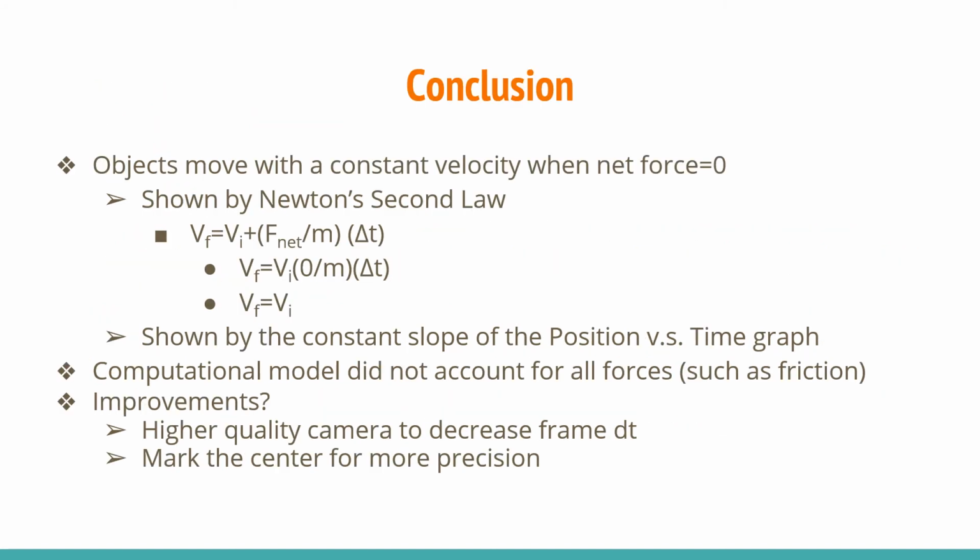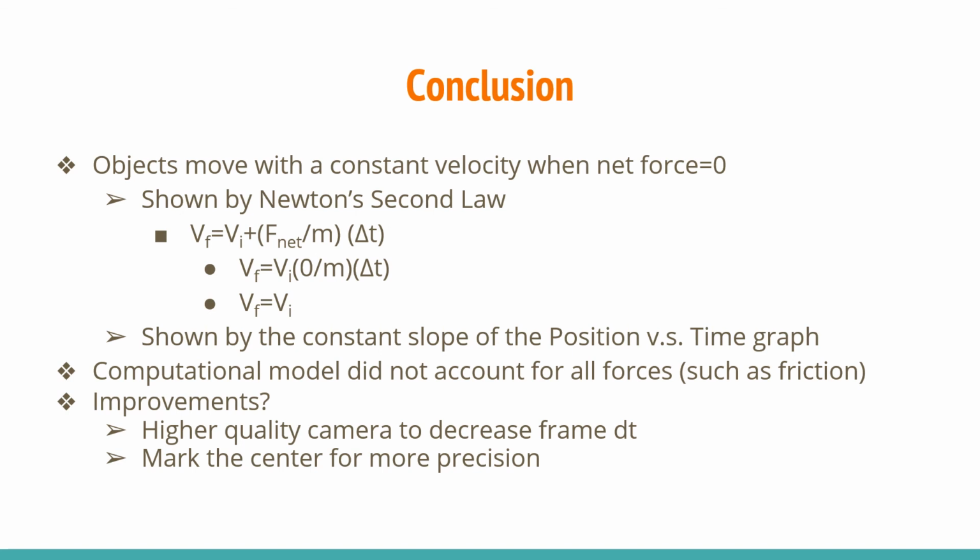In conclusion, we were able to see Newton's second law in action and verified that a net force of 0 will result in a constant velocity. We can see this in the equation for Newton's second law here. When F net is 0, the equation becomes V final equals V initial. We were able to prove this with our experiment, as shown by the constant slope of position versus time, where the slope is the velocity.